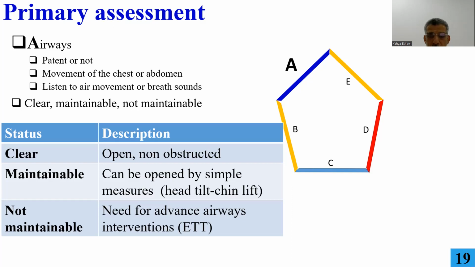And when we do that, that means the upper airway will be aligned and will be open. Maintainable is easy to open the airway by simple measures such as head tilt, chin lift. Not maintainable needs advanced airway intervention such as endotracheal tube. So our evaluation was patent or not, moving chest or not, air entry or not, breath sound there is or not, and then our decision is clear, maintainable, not maintainable. Questions?